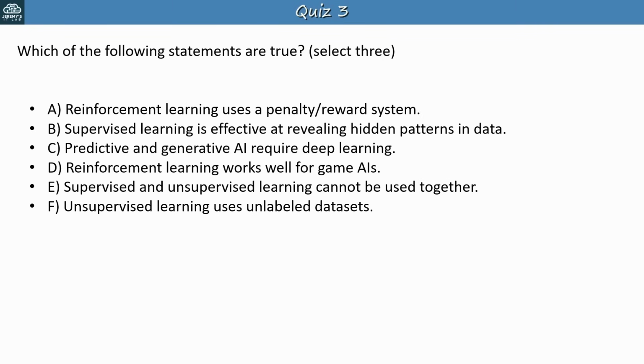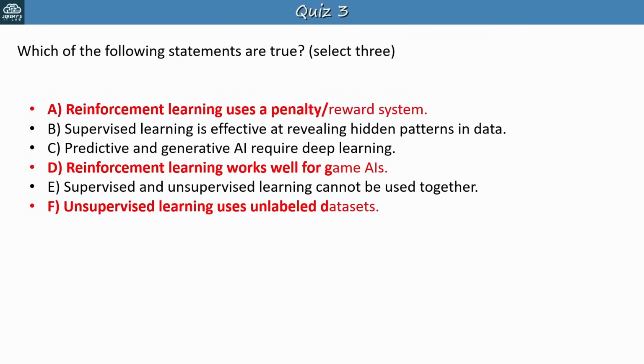Here's question 3. Which of the following statements are true? Select 3. Pause the video now to think about your answers. Okay, the correct answers are A, D, and F. Reinforcement learning relies on a reward-penalty system to train models based on actions taken. It is particularly effective for game AIs, where agents learn strategies by maximizing rewards. Unsupervised learning uses unlabeled datasets to find patterns in data, unlike supervised learning, which requires labeled data.